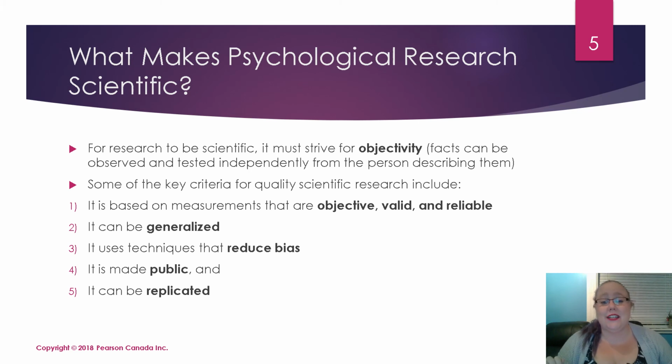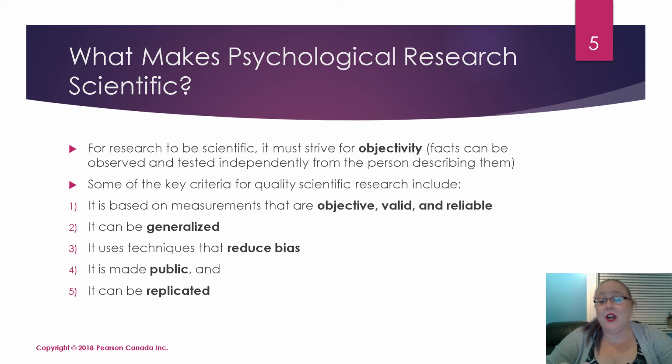Some of the key criteria for quality scientific research, and we'll talk about each one of these in a bit more detail in the following slides, include: it is based on measurements that are objective, like we just discussed, valid, meaning they measure what they set out to measure, and reliable, which means that they'll measure in the same way across different times. So you're not getting one score on a test on a certain day, and then you take the test 3 weeks later and you get something entirely different.